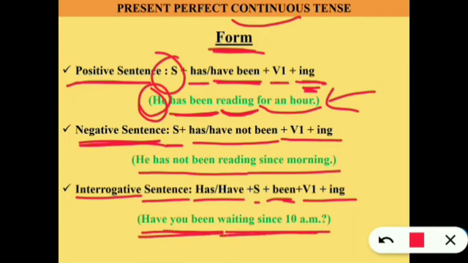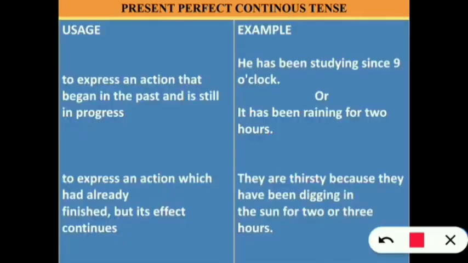Have you, okay, subject is you, been waiting since 10 a.m. So this is a typical example of present perfect continuous tense. Let's see the uses and examples.